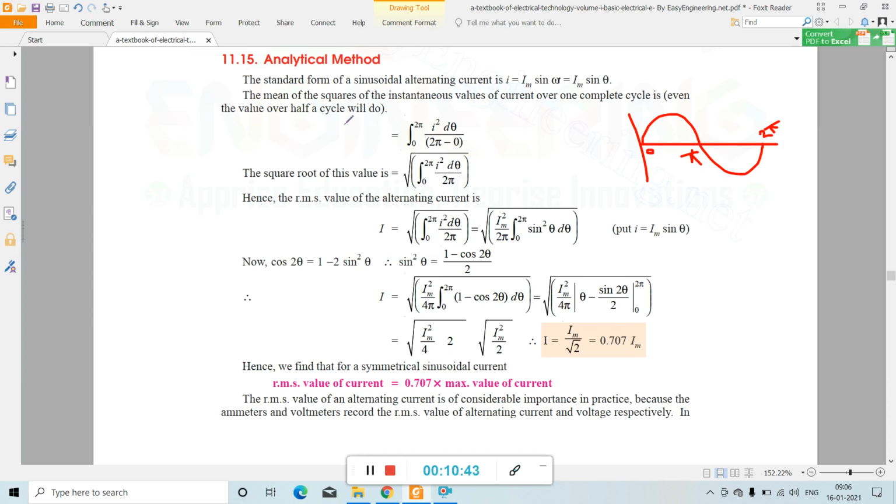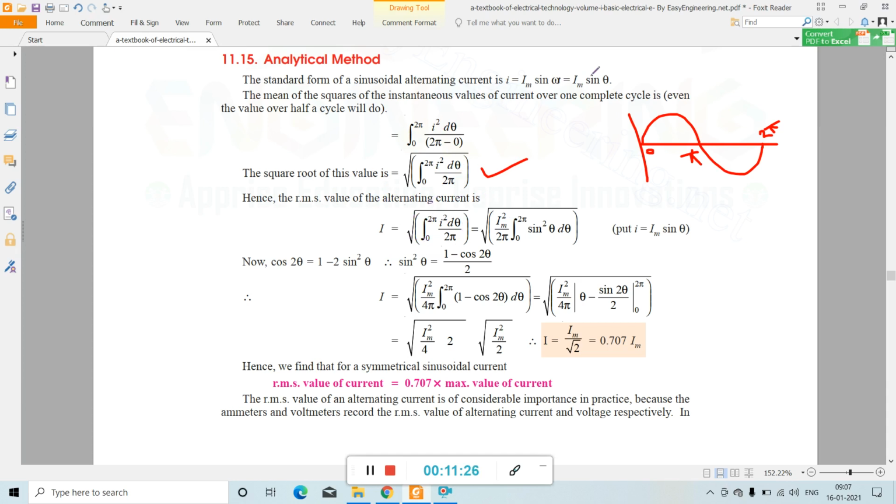The mean of the square of the instantaneous value of current over one complete cycle is given by this expression: integration from 0 to 2 pi of I square d theta, divided by 2 pi minus 0, where I is the instantaneous value. The square root of this value is what we need. So the RMS value of the alternating current is I equal to the square root of the integration from 0 to 2 pi of I square d theta by 2 pi.